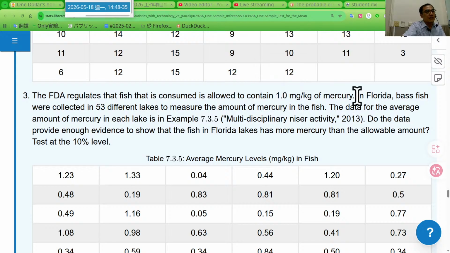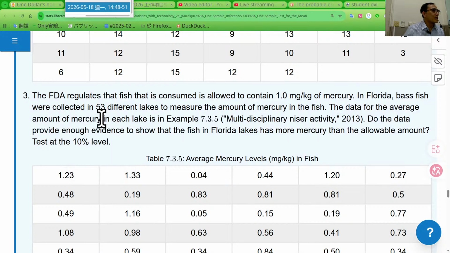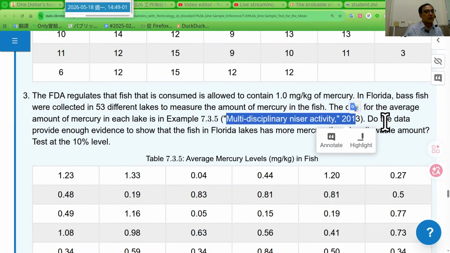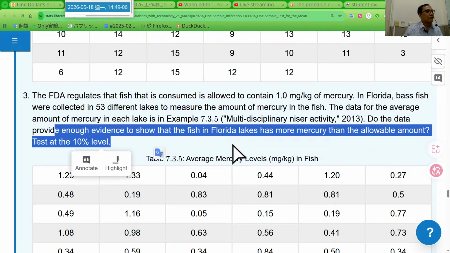In Florida, bass fish were collected in 53 different lakes to measure the amount of mercury in a fish. The data for the average amount of mercury in each lake is in example 7.3.5, and the source is here. Do the data provide enough evidence to show that the fish in Florida lakes has more mercury than the allowable amount?